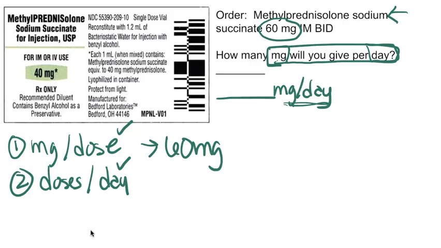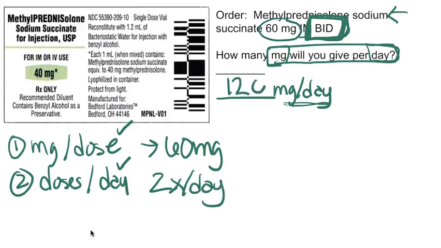And then I have to look at how many doses per day, and I'm getting it IM BID. So you need to make sure you know what BID means. BID is twice a day. So if I'm giving 60 milligrams 2 times per day, I'm going to multiply 60 by 2, and that equals 120 milligrams. Okay, moving on.